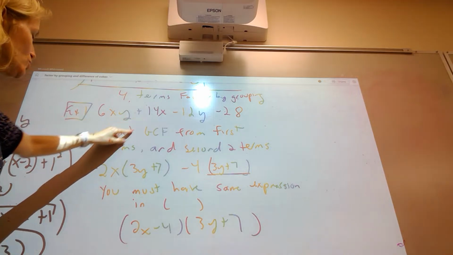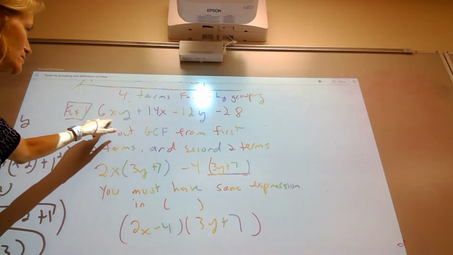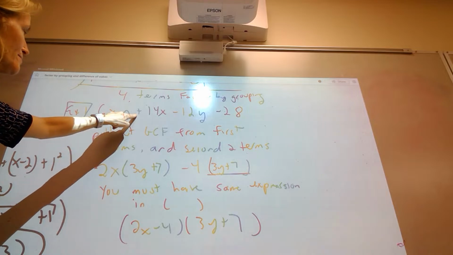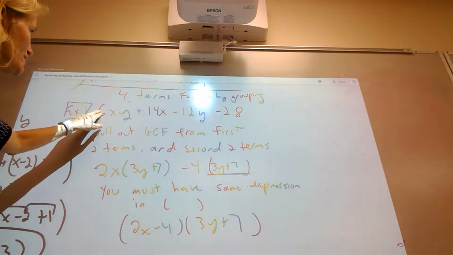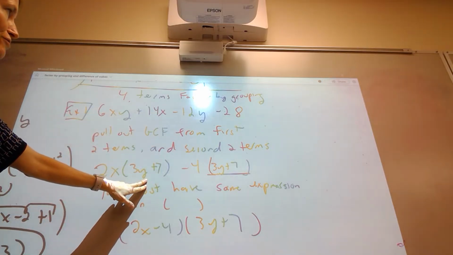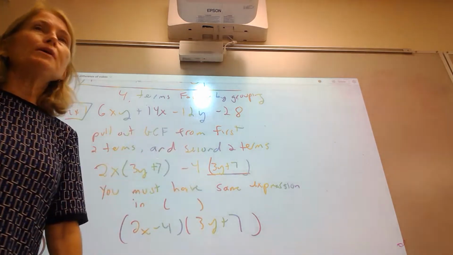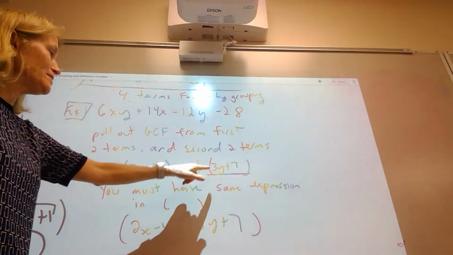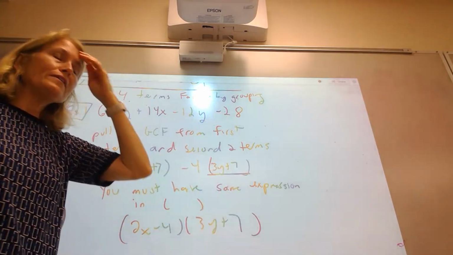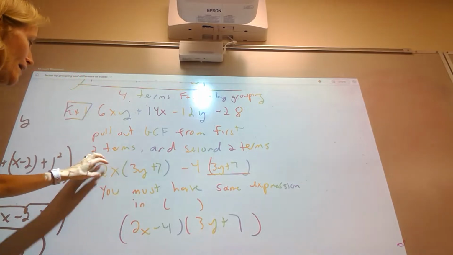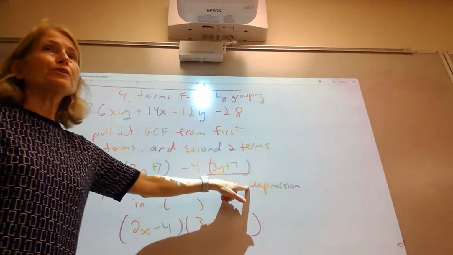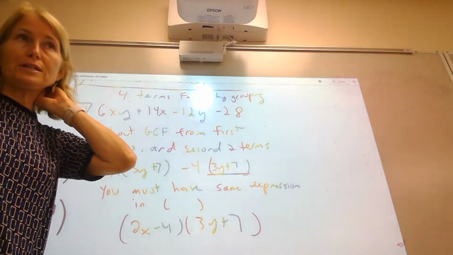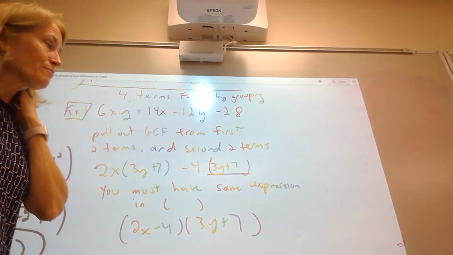So from the first 2 terms, we have 2x. That leaves us 3y plus 7 left. From the second 2 terms, now you might have thought to pull out only a 4. If you pull out only a 4, you'd have minus 3y minus 7. The way they set up the problem, whatever you pull out gives you the same thing in parentheses. So if you didn't get the same thing in parentheses, something went wrong, okay?